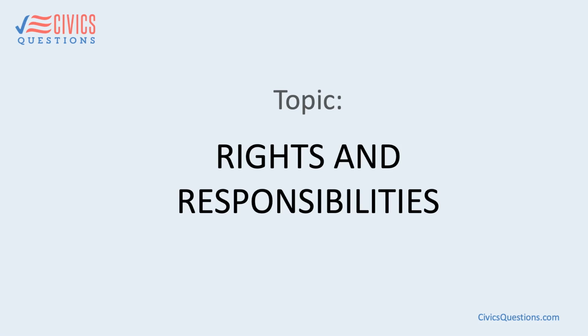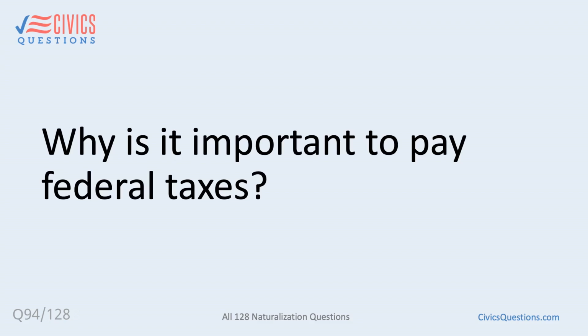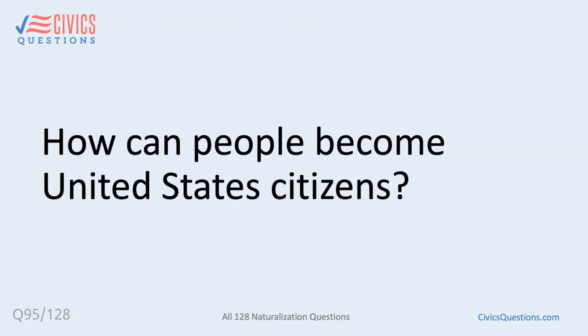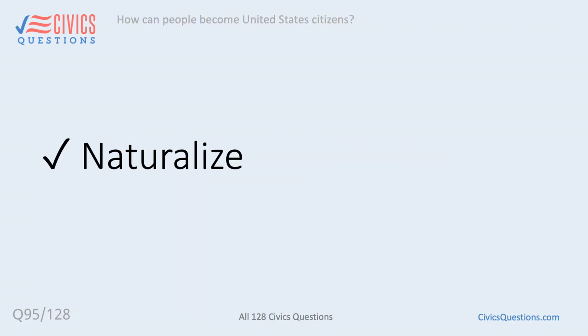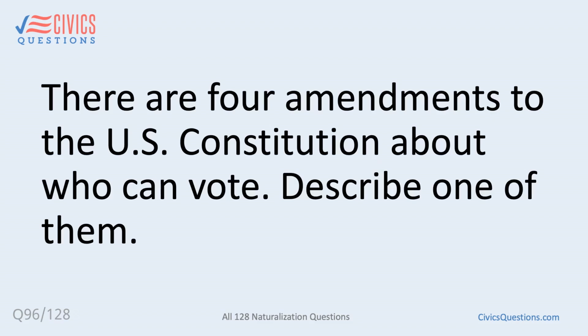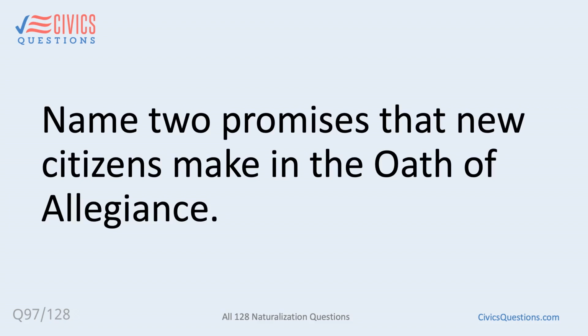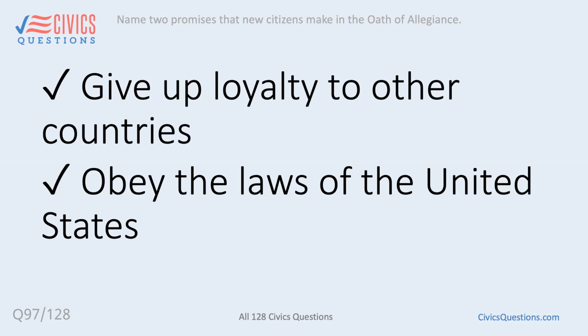Rights and responsibilities. Why is it important to pay federal taxes? Required by law. How can people become United States citizens? Naturalize. There are 4 amendments to the U.S. Constitution about who can vote. Describe one of them. Any citizen can vote. Women and men can vote. Name 2 promises that new citizens make in the oath of allegiance. Give up loyalty to other countries. Obey the laws of the United States.